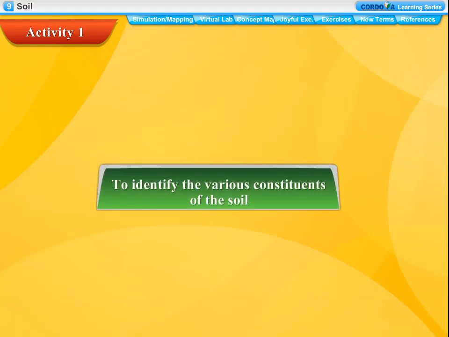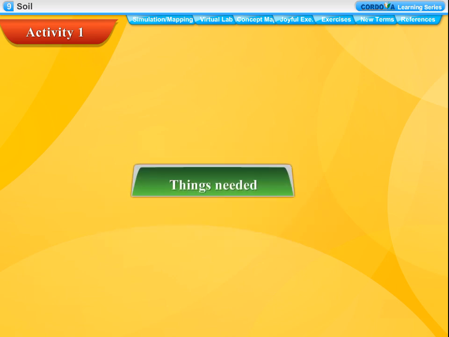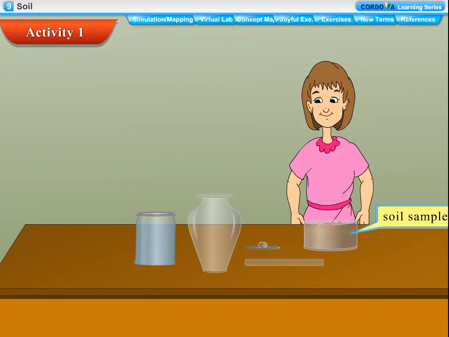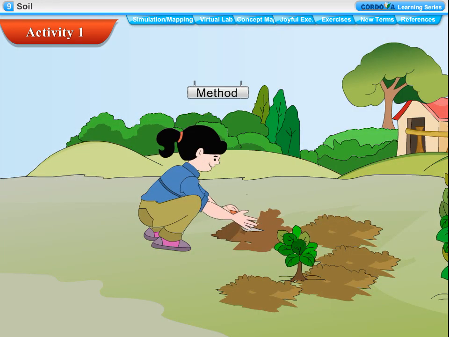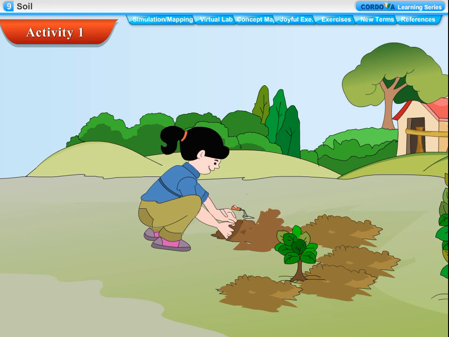Activity 1. To identify the various constituents of the soil. Things needed: glass tumbler, soil sample, glass rod, water. Method. We take a handful of the soil from the school garden or any other place. Break the clumps with our hand to powder it.